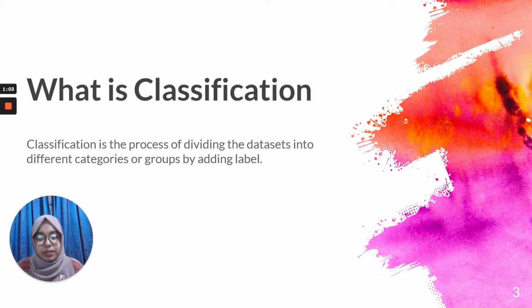I hope almost everyone has used Gmail. So how do you think Gmail is classifying emails as spam or not spam? Well, that is nothing but classification. So what is classification? Classification is a process of dividing the dataset into different categories or groups by adding labels.